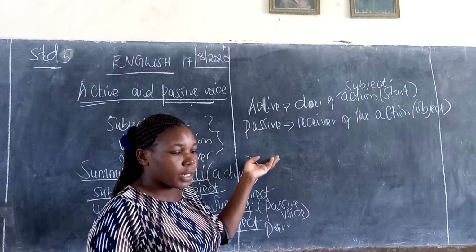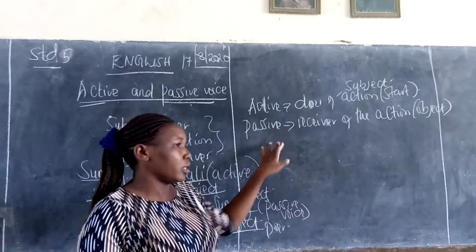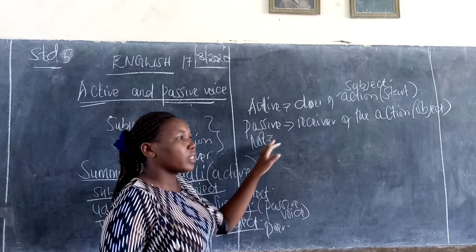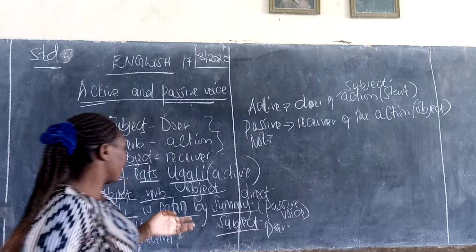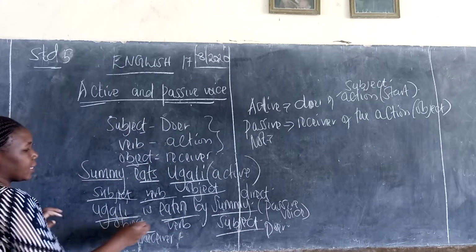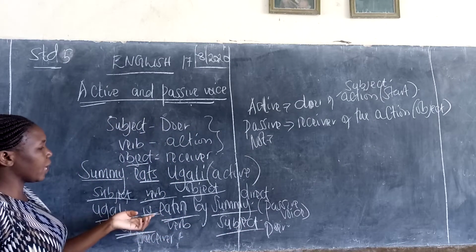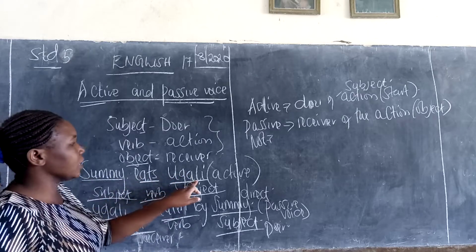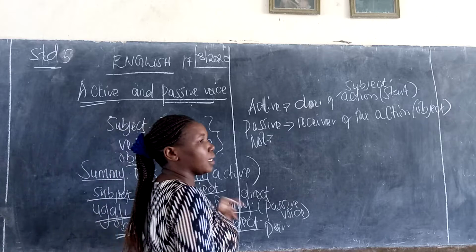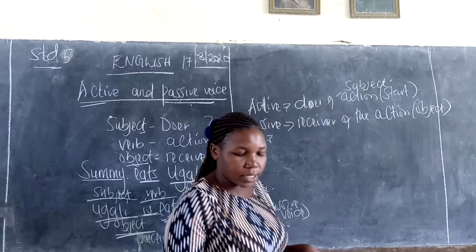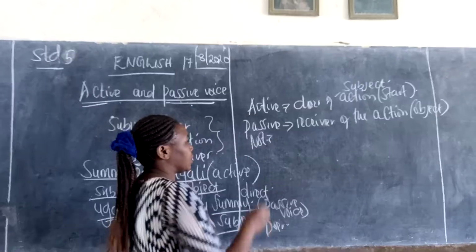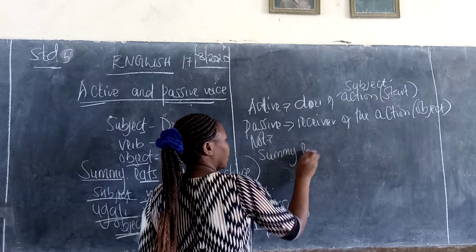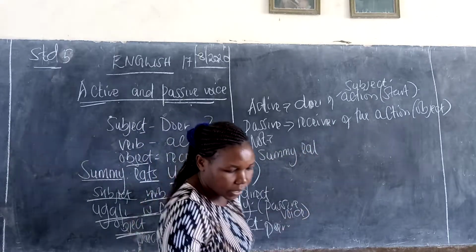So, I want us to look at some words. When the sentence is like here, Sami eats ugali, our sentence is in present simple tense. Sami eats. Let me give another sentence.